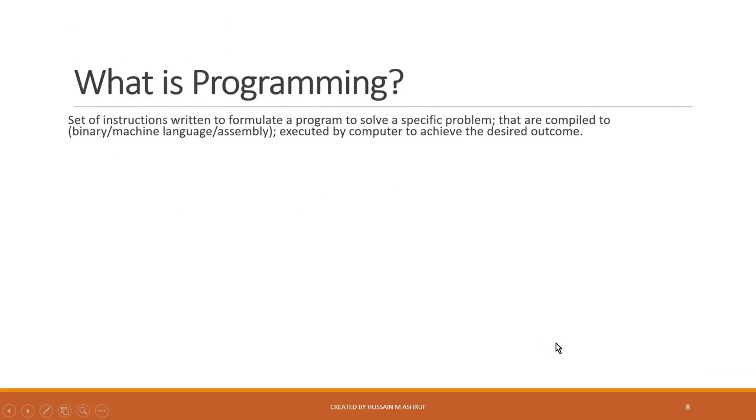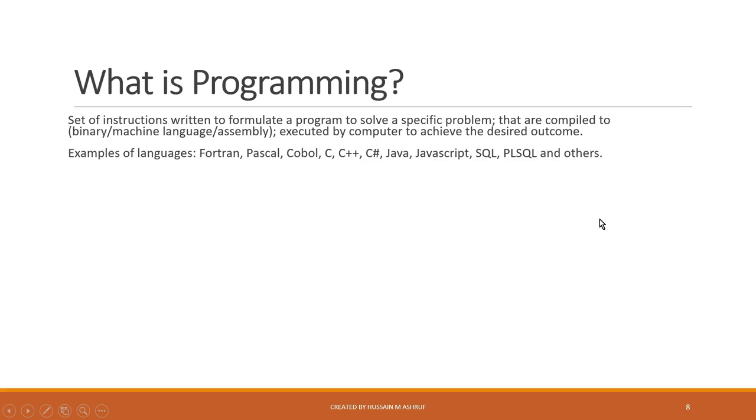What is programming? A set of instructions written to formulate a program to solve a specific problem, that is compiled to binary, machine language, or assembly language, and executed by the computer to achieve the desired outcome. Examples of programming languages are Fortran, Pascal, COBOL, C, C++, C Sharp, Java, JavaScript, SQL, PL/SQL, and others.